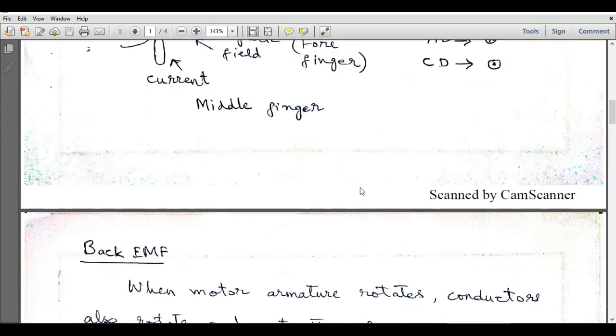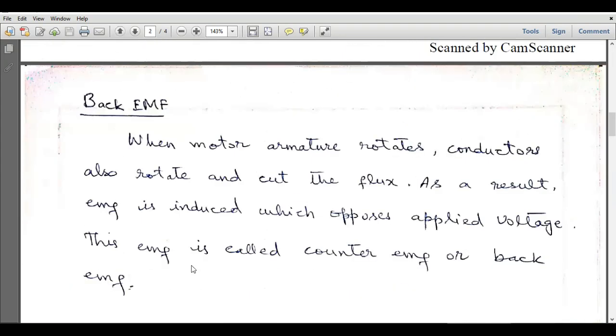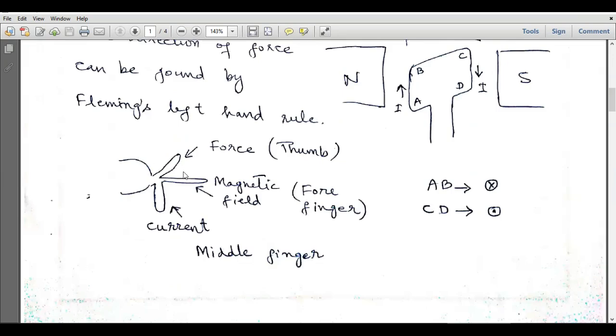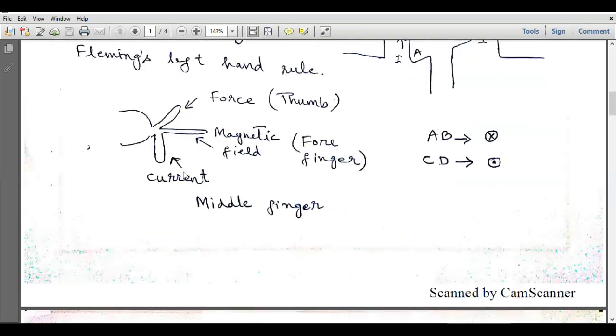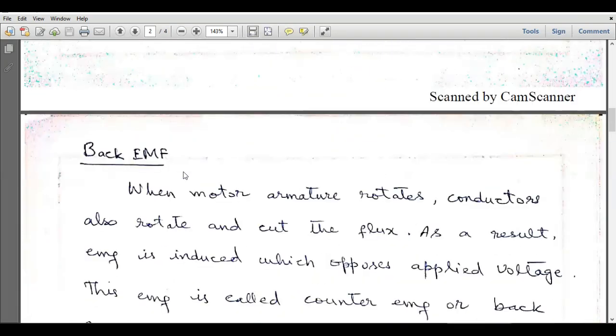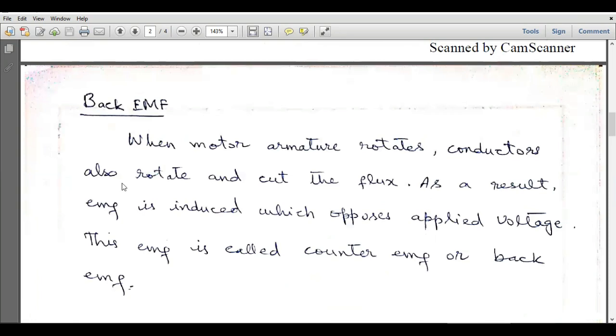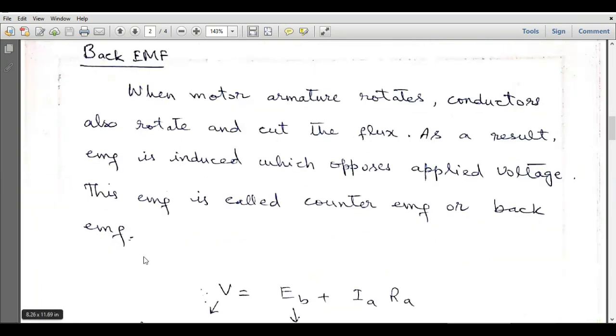Back EMF is produced in DC motors. When the motor armature rotates, conductors also rotate and cut the flux. As a result, EMF is induced which opposes the applied voltage. This EMF is called counter EMF or back EMF.